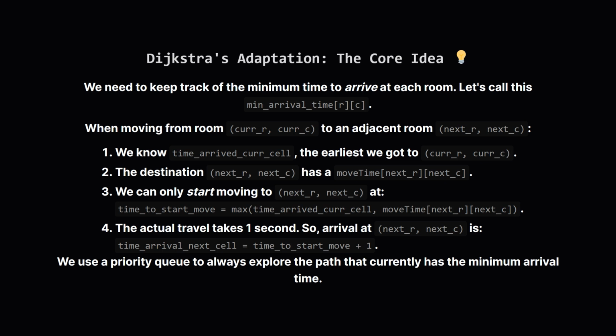We must have arrived at the current room, and it must be late enough according to the next move time. So, we take the maximum of these two times. Once we know this departure time, the travel itself is quick, just 1 second. So we add 1 to that departure time, and that's when we'll arrive at the next room. We'll use a min priority queue, which is just a fancy list that always gives us the room we can reach in the shortest amount of time so far.